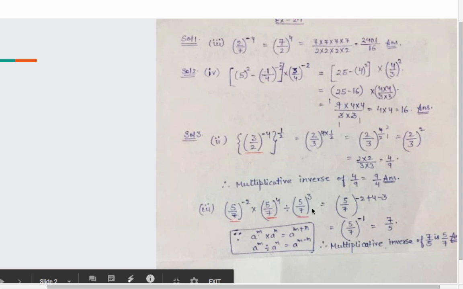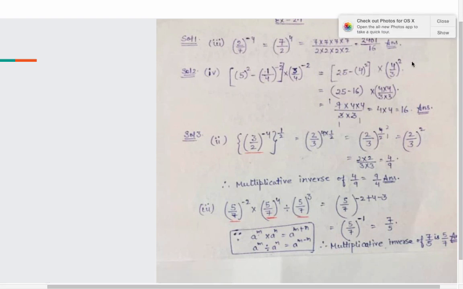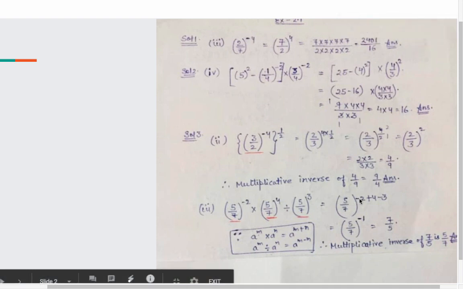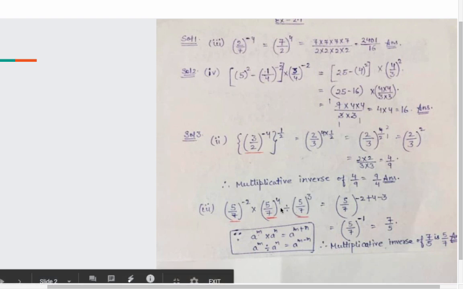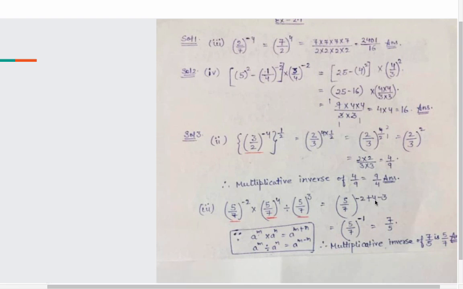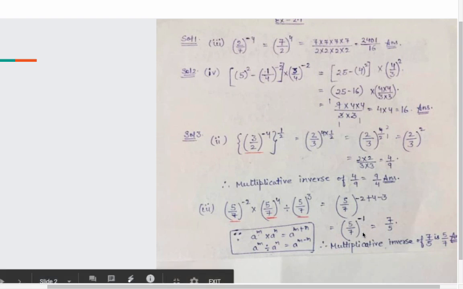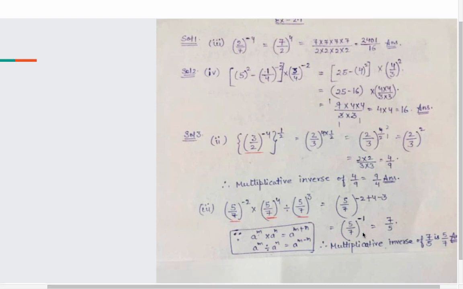Since the base was same everywhere, we will take the whole same base 5 by 7, and what will it be next? It will be 5 by 7 whole raised to power minus 2 plus 4 minus 3. This is clear, why minus 3? Yes, because of this division sign. Now solve it. Minus 2 and minus 3, minus 5. Minus 5 plus 4 is minus 1. So what do you get as the power? We get 5 by 7 whole raised to power minus 1.